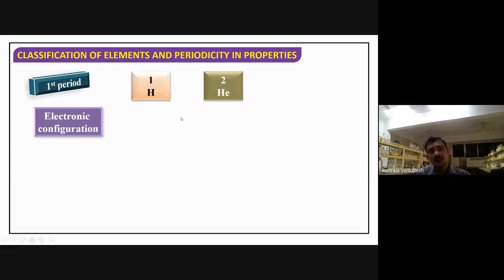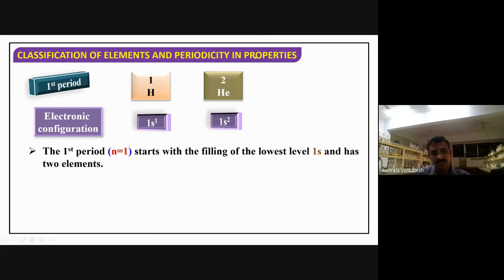Now we will take the first period. What are the elements in the first period? There are 2 elements in the first period. They are called hydrogen and helium. So the configuration is 1s1, and this one has 1s2. The first period starts with the filling of the lowest level, the 1s orbital, and it has 2 elements: hydrogen and helium.